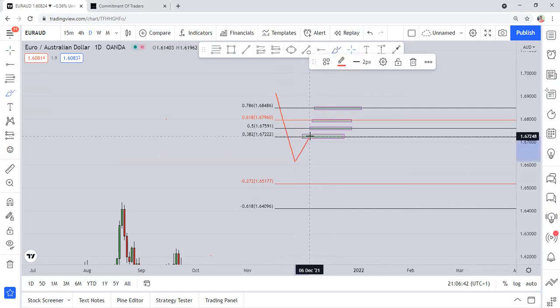Let's assume that the structure level, let's say the resistance level on the market, is on the 0.618 Fibonacci ratio. At this level, you would be expecting the market to make the next impulse to the downside. So you are expecting the market from that level to make the impulse.